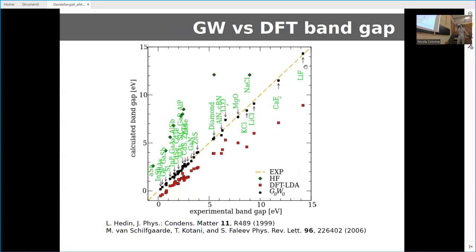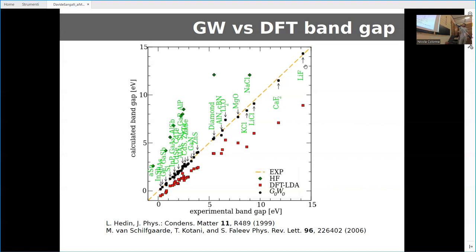Okay, so how does GW work? Well, this is one of the plots that you can easily see when someone wants to advertise GW. This plot is taken from this paper, so it's now pretty old. And it is showing the quasi-particle gap of many materials computed within GW and compared with the DFT, which, as we know, underestimates the gap, and Hartree-Fock, which overestimates the gap.